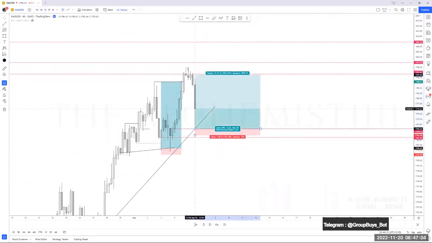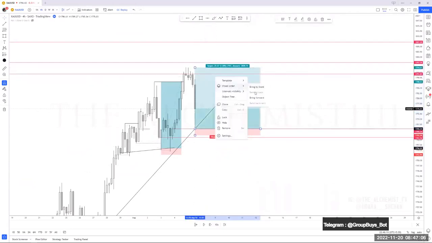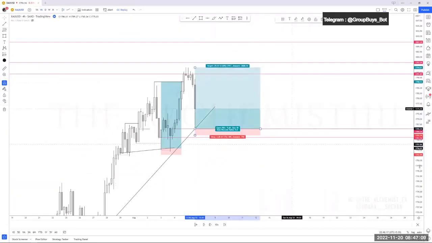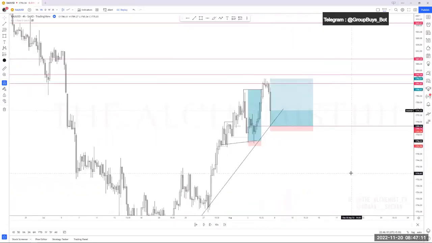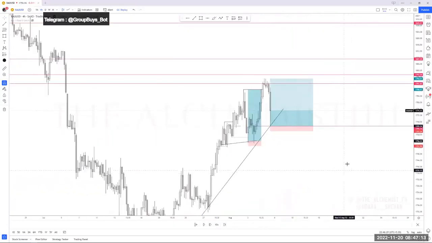Where are our targets? Here. So once again, what is that? You have a 1 to 9. Isn't that enough? More than enough, right? That is more than enough.